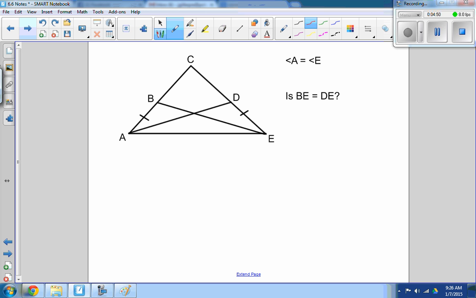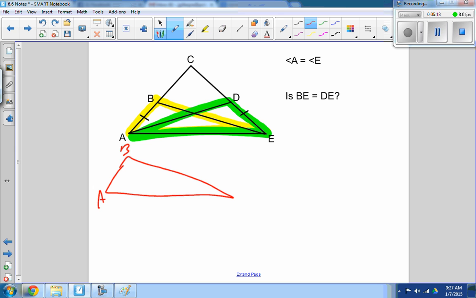So let's look at this diagram we've got here. We're given angle A is congruent to angle E. Is BE equal to CE? So we've got a fairly complicated looking diagram here, but let's make it a little bit easier. I'm going to look at this triangle and then this triangle. So I'm going to redraw those, make my life a little bit easier.